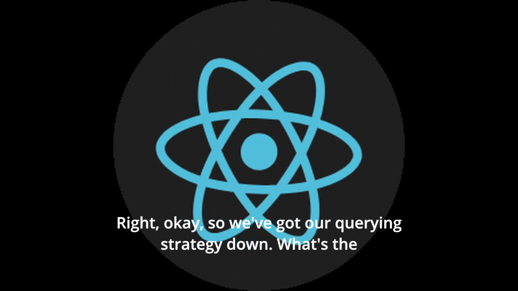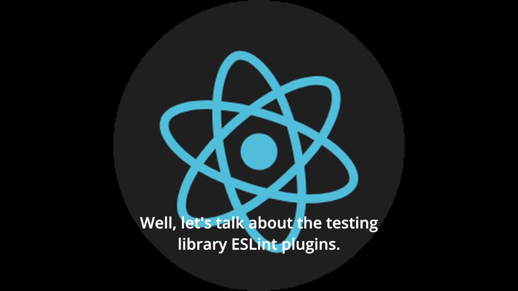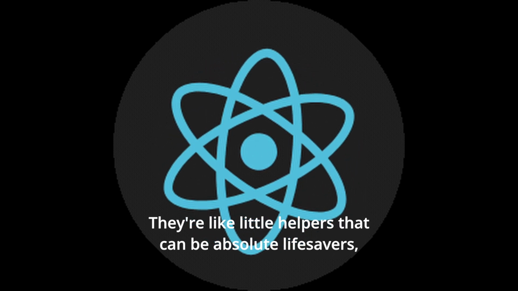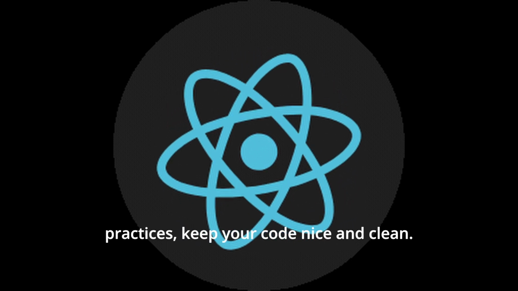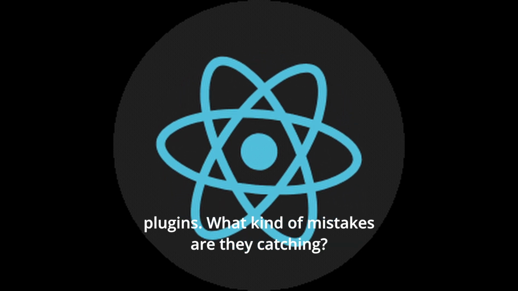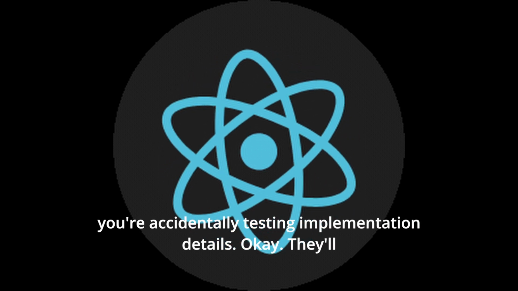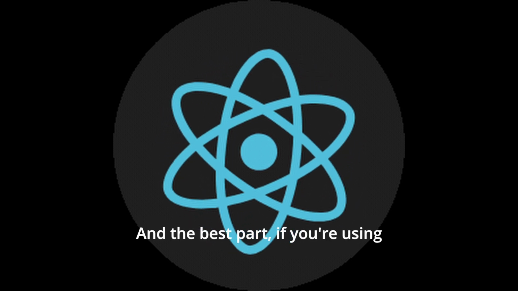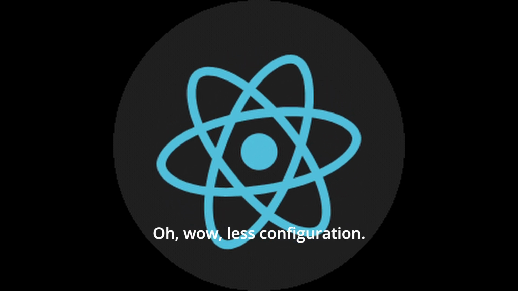Right. Okay, so we've got our querying strategy down. What's the next step in this whole testing journey? Well, let's talk about the testing library ESLint plugins. They're like little helpers that can be absolute lifesavers, especially when you're first starting out. They catch common mistakes and enforce best practices to keep your code nice and clean. I have to admit I haven't really dug deep into those ESLint plugins. What kind of mistakes are they catching? Well, they'll warn you if you're using the wrong queries or if you're accidentally testing implementation details. They'll even let you know if you're not following accessibility guidelines. That's great. And the best part, if you're using Create React App, it's already built in. Oh wow, less configuration.